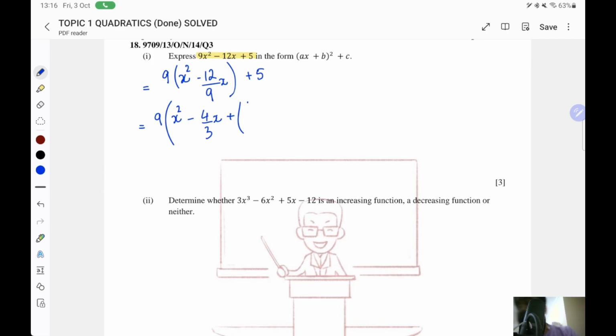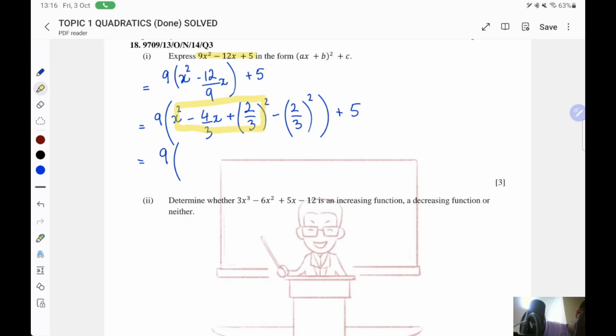So 4 by 6 means (2 by 3) whole square, and then you'll subtract it as well, (2 by 3) whole square. This 5 will stay out of the brackets. So after that it's 9 bracket. These first three terms, they always compact and they become the identity.